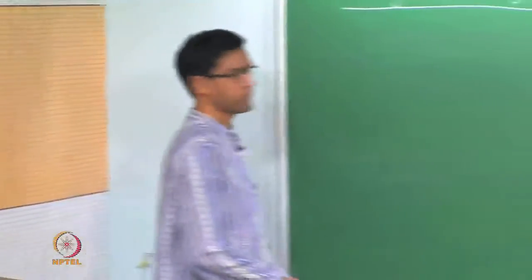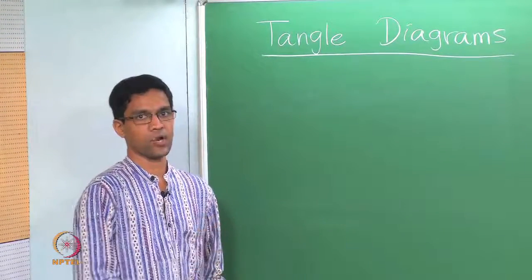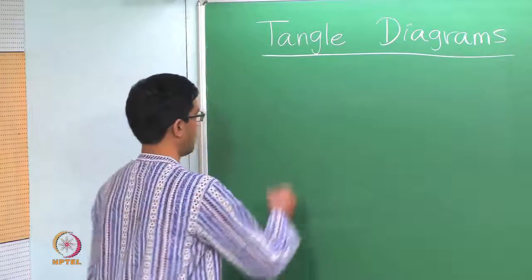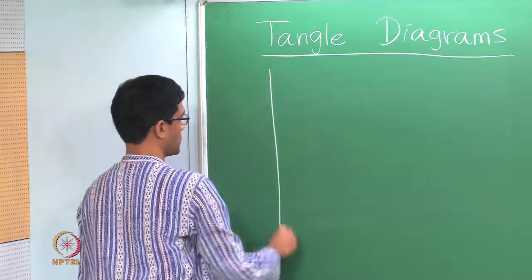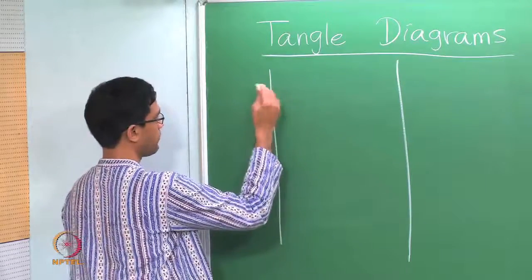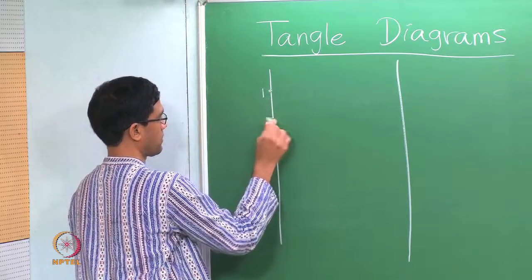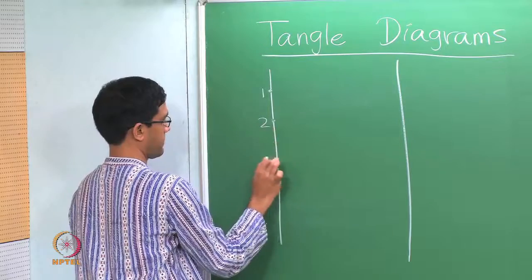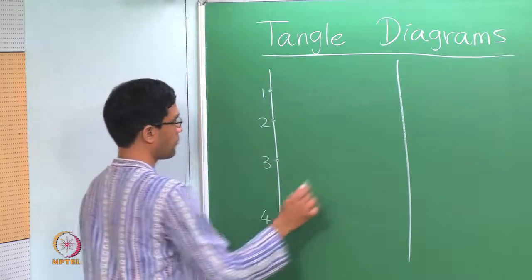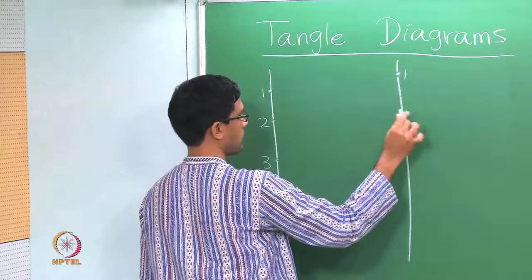So today we'll talk about tangle diagrams. This is just the terminology that's sometimes used to describe the picture that we have been drawing for a permutation. So here's roughly what we have been doing. If we want to depict a permutation, let's say a permutation of 4, we draw 4 points labeled 1, 2, 3, 4 on either side.